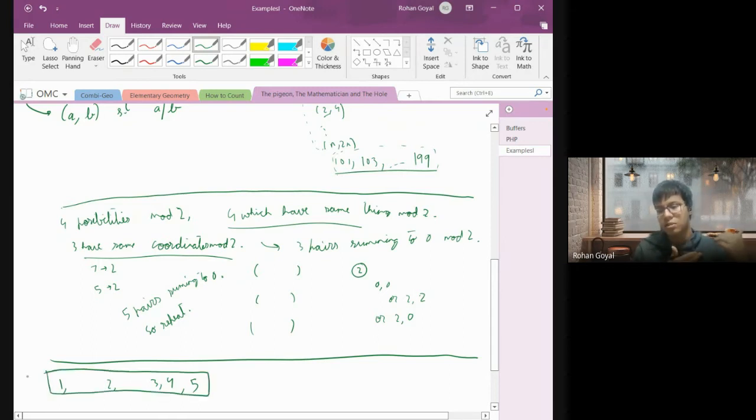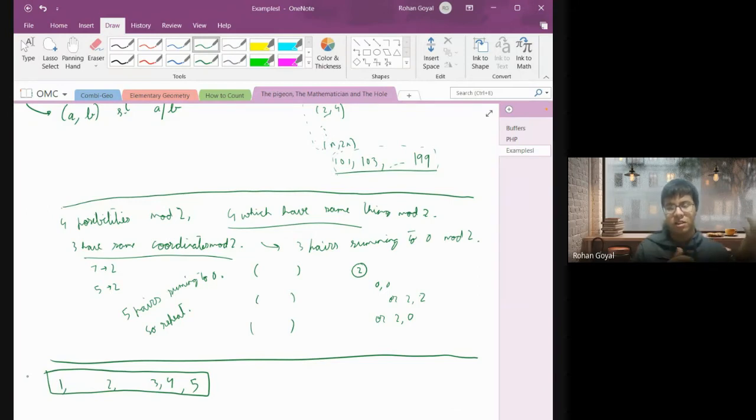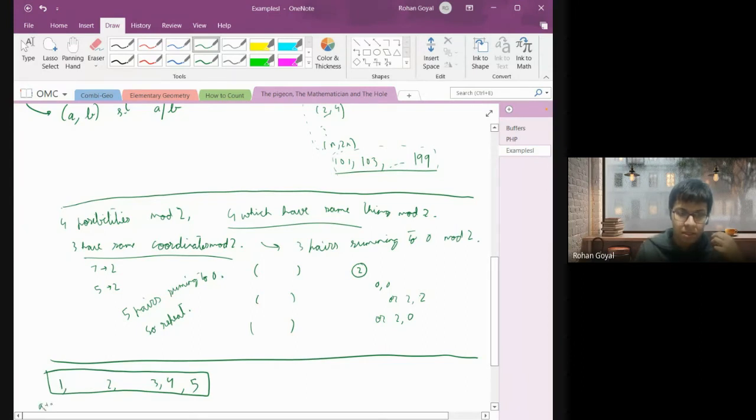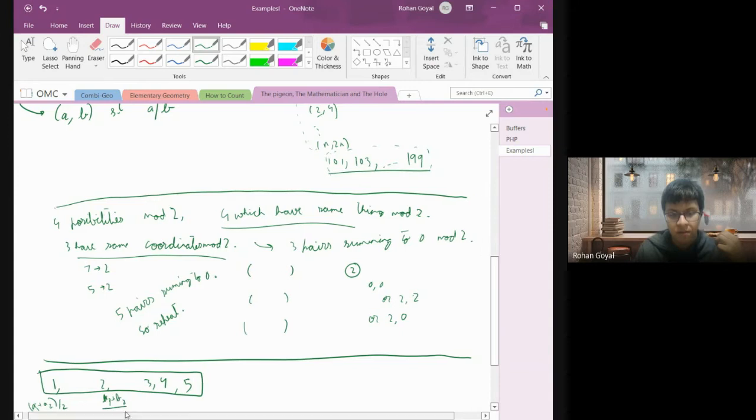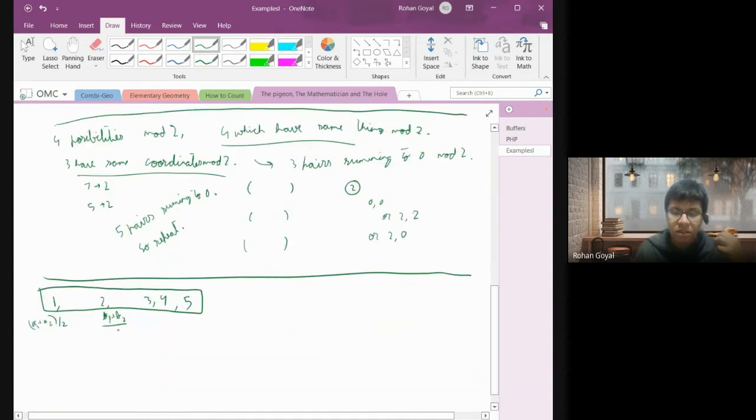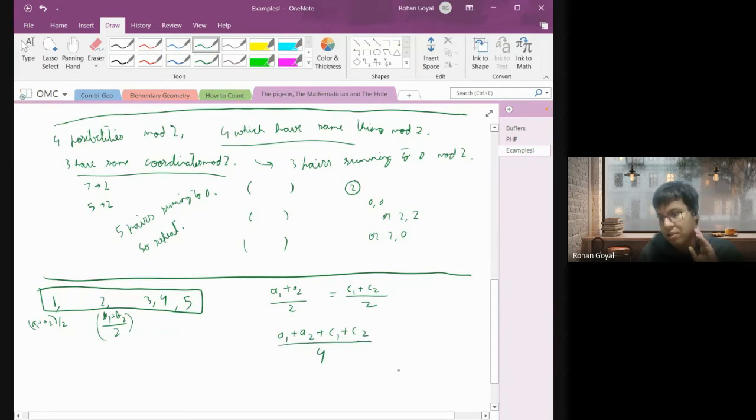So when you add these coordinates mod 2, you get an even coordinate, even coordinate, and then you can divide by 2. So you can replace each of these with (a1 plus a2) by 2, (b1 plus b2) by 2, and so on. And again, because of the same argument, 2 of these will have the same coordinates. So like (a1 plus a2) by 2 is equal to, let's say, (c1 plus c2) by 2 mod 2. So we can again add them and we'll get that (a1 plus a2 plus c1 plus c2) by 4 has integer coordinates.